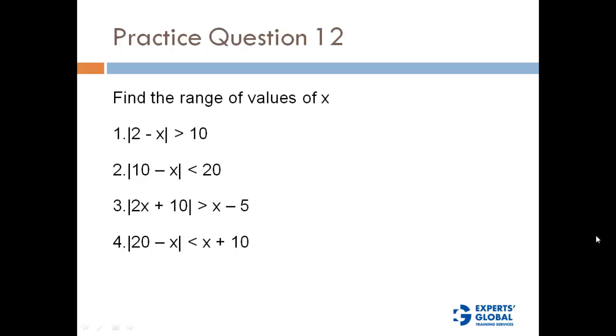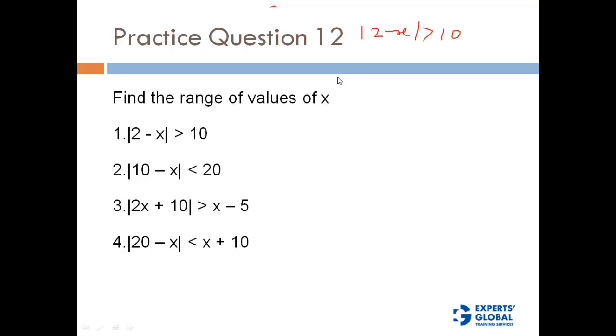Okay, so let's look at this last question. Find the range of values of x, and we are given 4 inequalities. As you know, inequalities and absolute value represent a range on a number line. So we are asked to find out the range of these inequalities. So give it a shot on your own. Pause the video. Okay, let's look at the first question. We have absolute value of 2 minus x greater than 10, right?